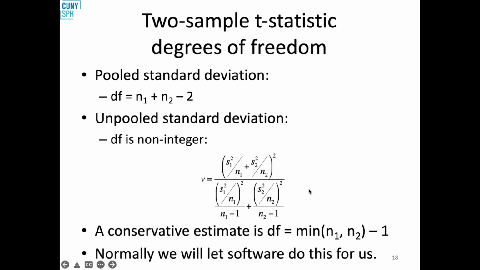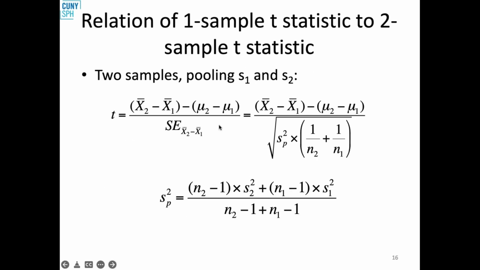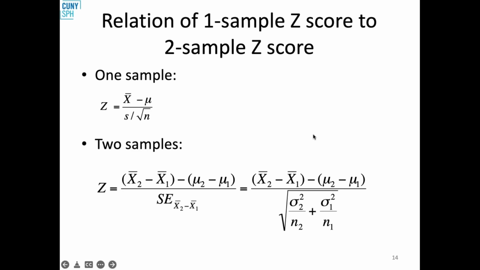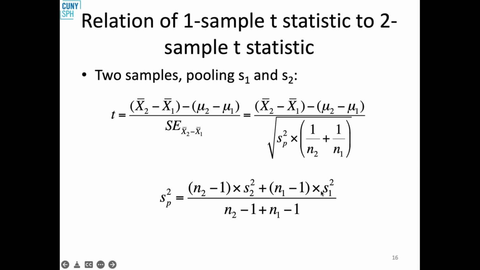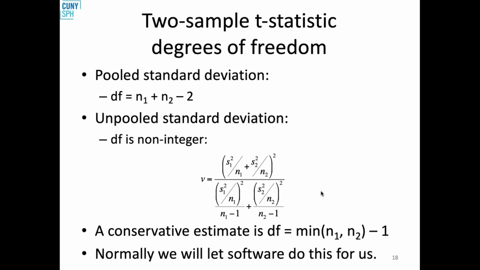If you're doing it on a test manually and you're doing the unpooled version, which, to tell you the truth, is easier because you don't have to pool all this, you can just use this simpler formula here.